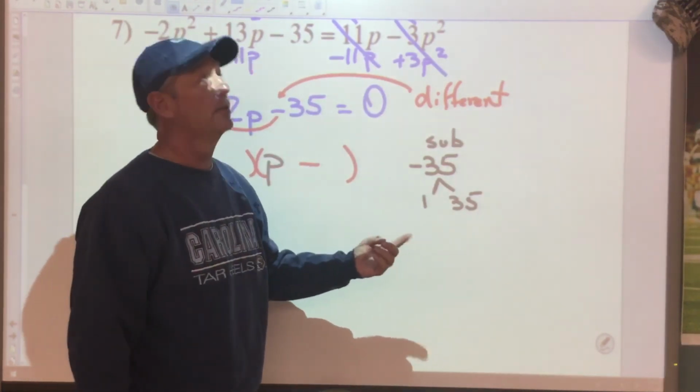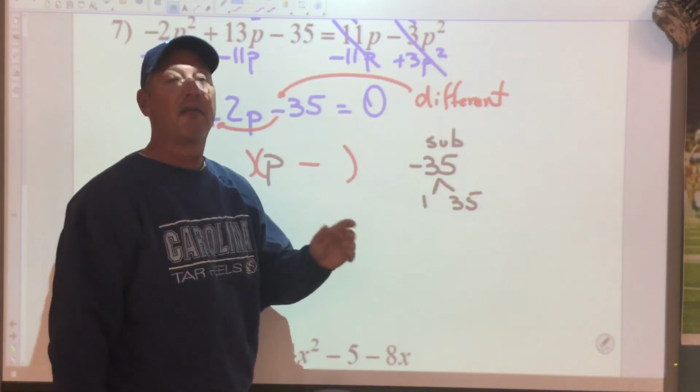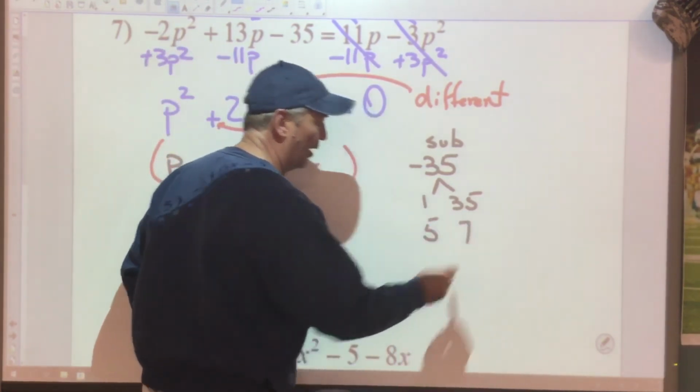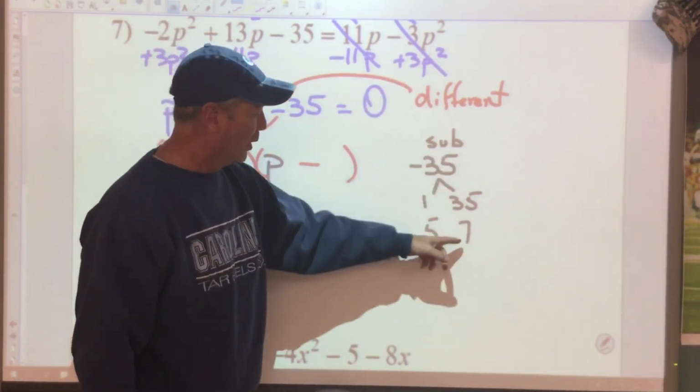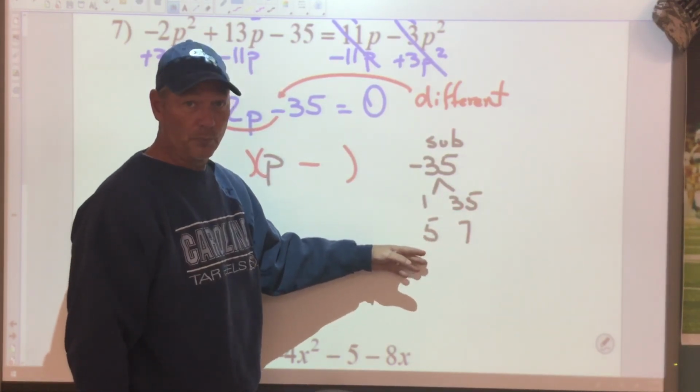2 doesn't work. 3 doesn't work. 4 doesn't work. 5 does work. 5 times 7. 5 times 7 is 35. But when we subtract them, what is 7 minus 5? 7 minus 5 is 2.